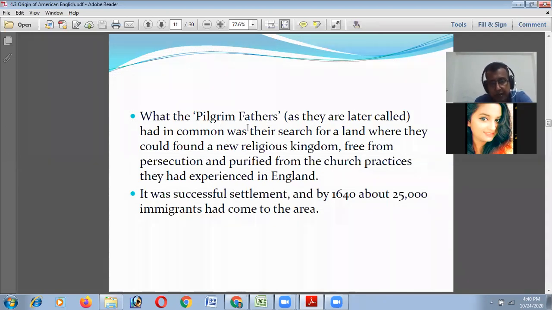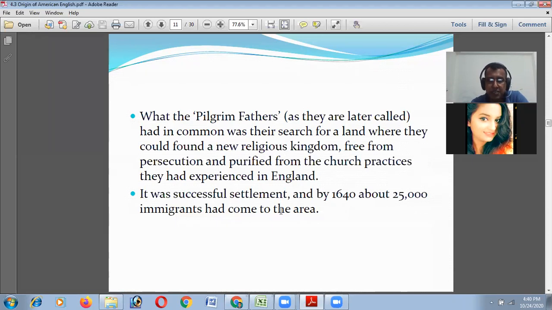What the Pilgrim Fathers, as they were later called, had in common was their search for a land where they could found a new religious kingdom, free from persecution and purified from the church practices they had experienced in England. Actually, the Puritans left England searching for a place where they could do their religious activities in a proper manner, without any disturbance, without any persecution done by the Catholic Church in England. So they left England and went to America.